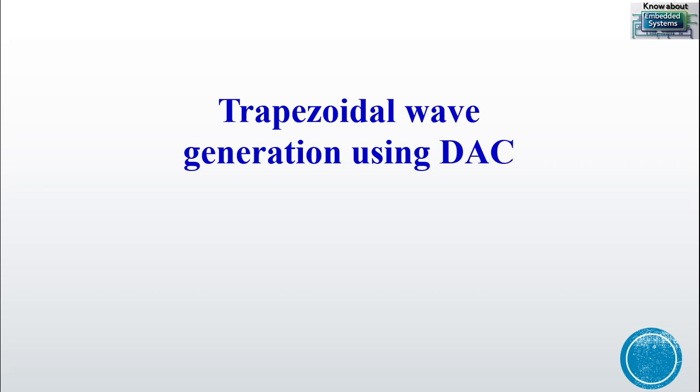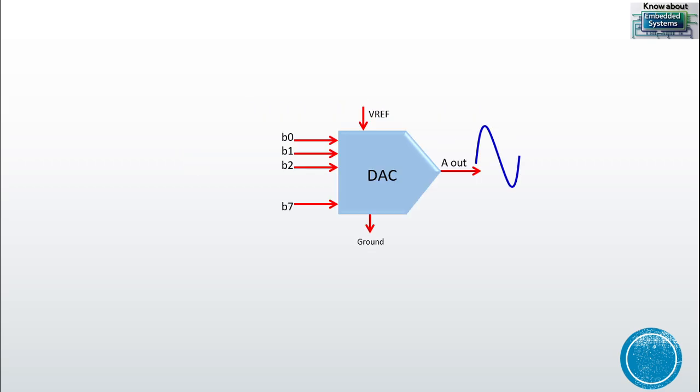Let us start the video, trapezoidal waveform generation using DAC. Before going to the trapezoidal waveform, you should understand what a trapezoidal wave is. You might already know: there will be one ramp, then a constant voltage, and then a negative ramp. This type of waveform is called a trapezoidal wave.